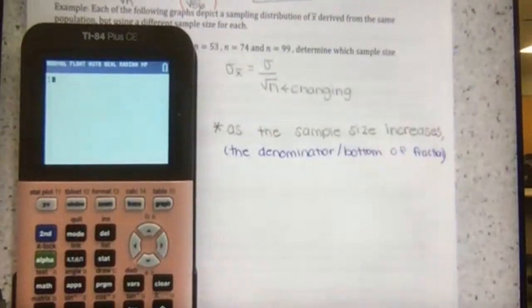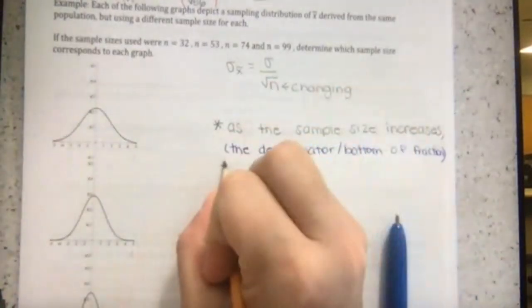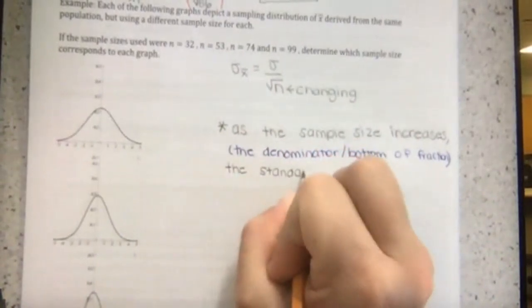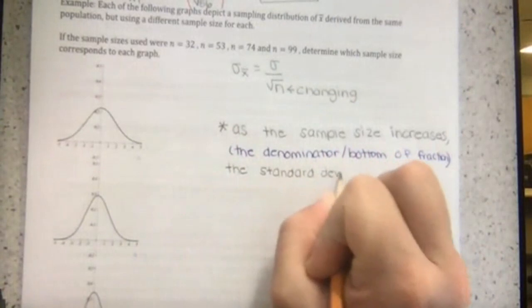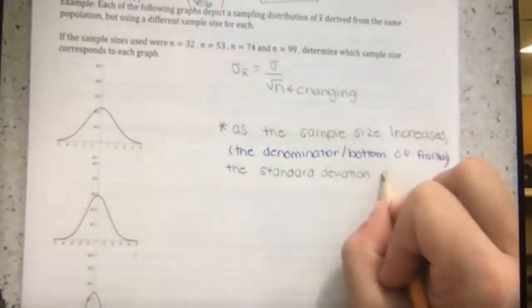Think about it this way. If you have 1 divided by 10, you have 0.1. If you have 1 divided by a million, you get 0.000001. So what's happening? It gets smaller. So it's going to get smaller. So the standard deviation decreases or gets smaller.